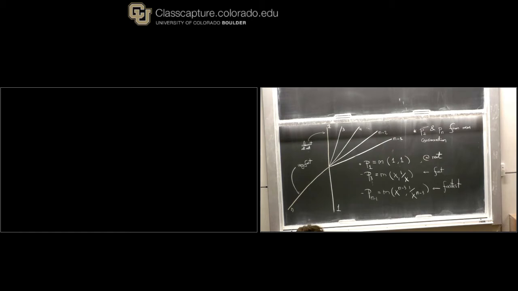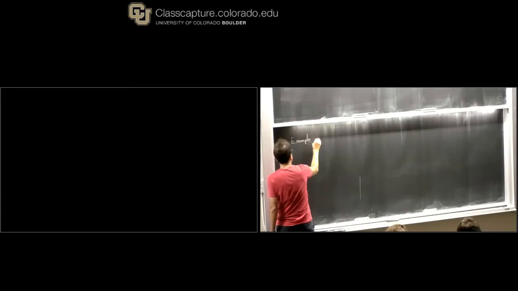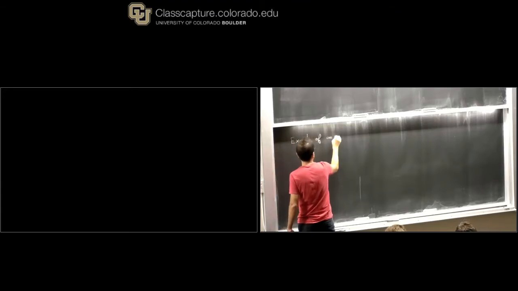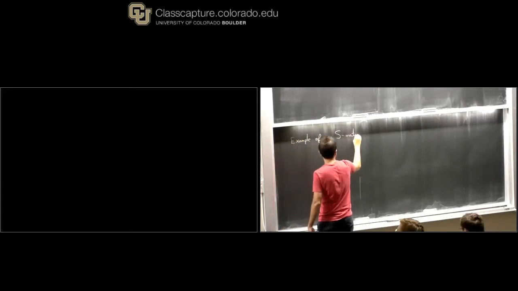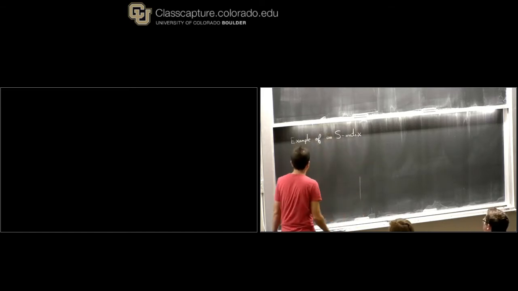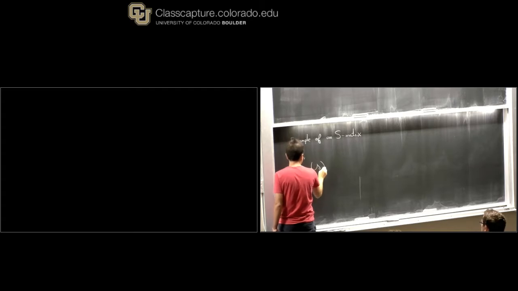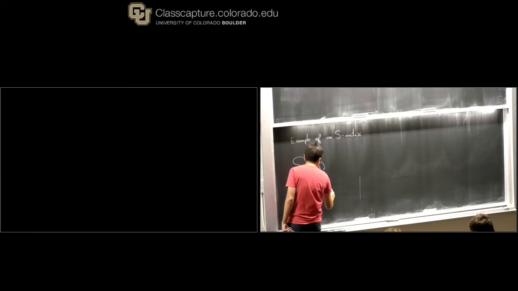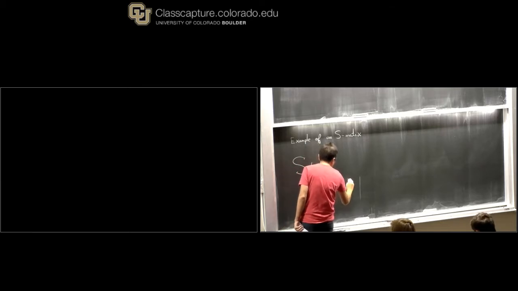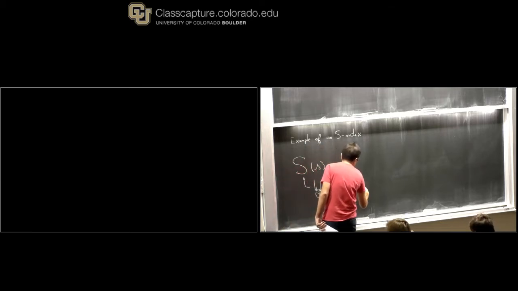So any question about these two blackboards? No? Okay. So let's write. Here is an example of an S matrix. I will write it and tell you which theory it corresponds to, but let me tell you right away what it is. This is the S matrix for what is called the lightest breathers of Sine-Gordon.